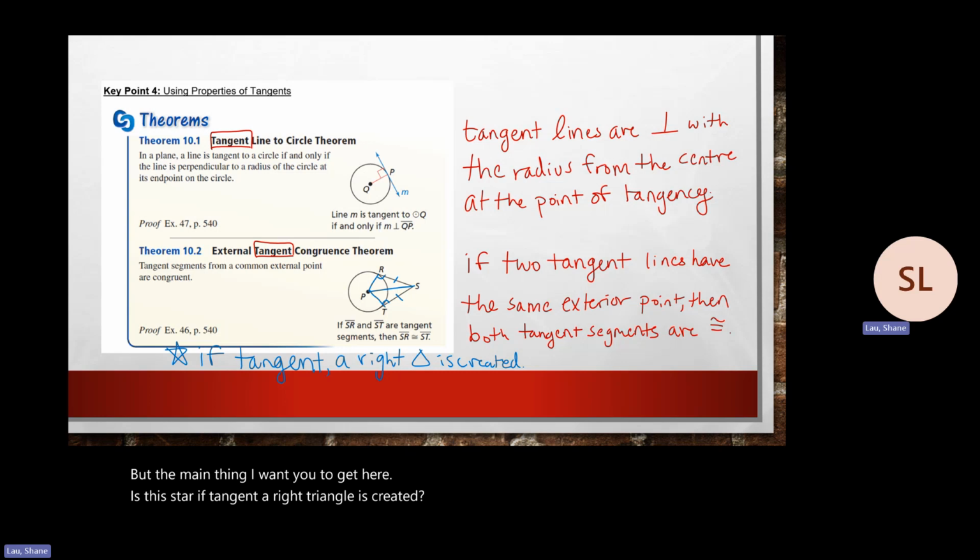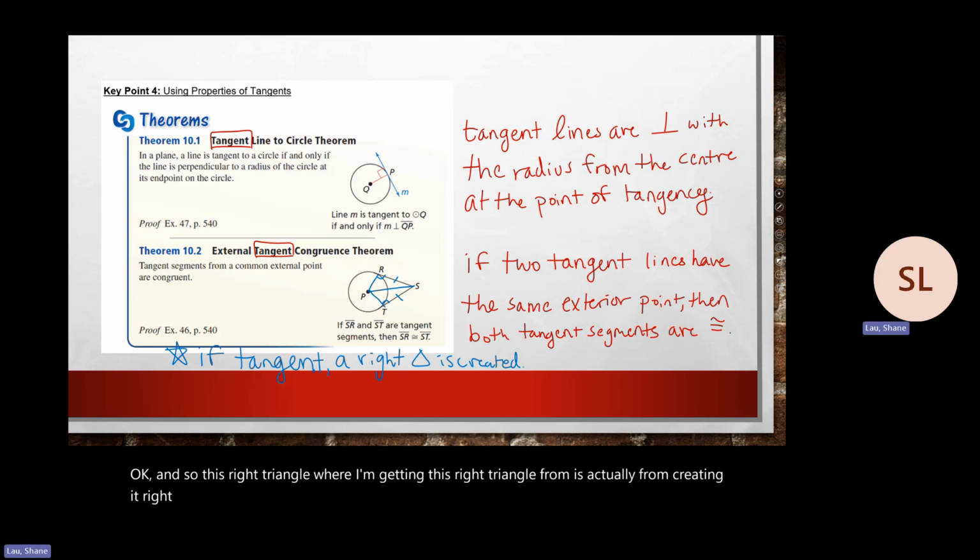Okay. And so this right triangle, where I'm getting this right triangle from, is actually from creating it right here. We already knew RS existed. That's fine. We know that PR exists. That's our radius. But the part that I actually changed a little bit, and not really even changed, I just connected two dots because you technically could do that.